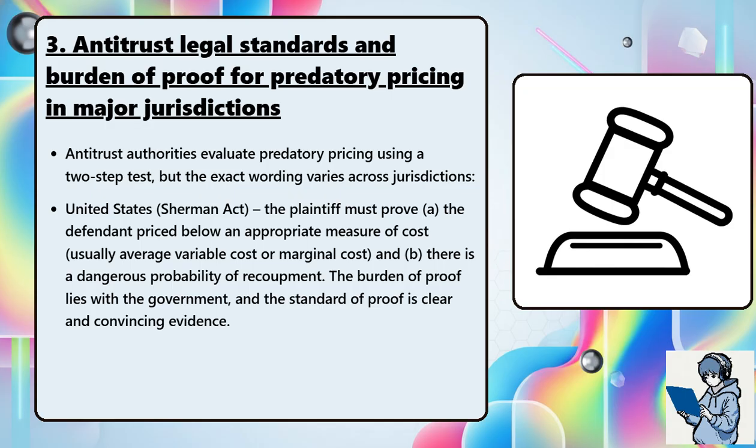United States Sherman Act: the plaintiff must prove A, the defendant priced below an appropriate measure of cost, usually average variable cost or marginal cost, and B, there is a dangerous probability of recoupment. The burden of proof lies with the government, and the standard of proof is clear and convincing evidence.